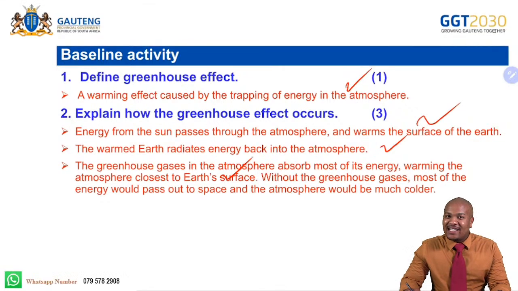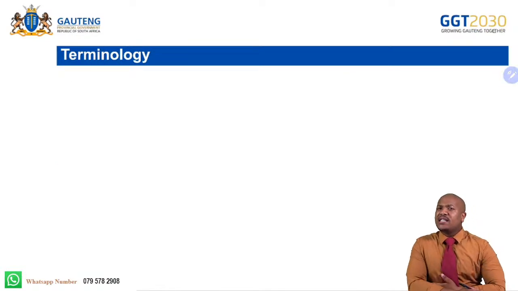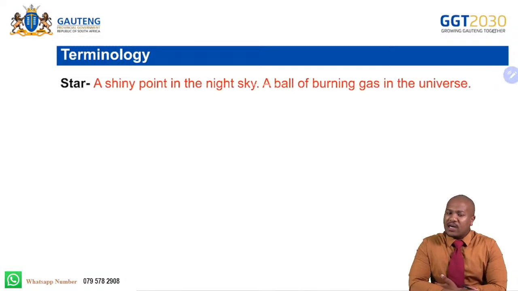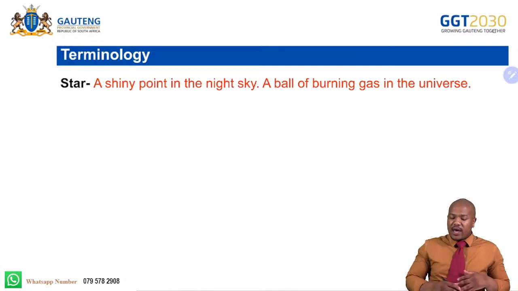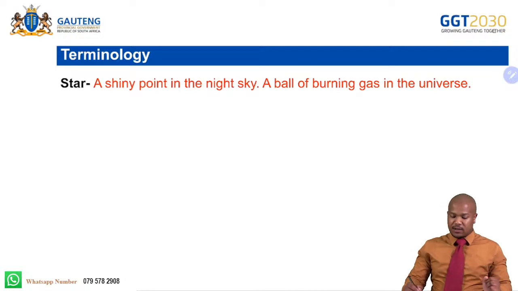Welcome back again, grade 9s. Let's move on together, right? So terminology, these are the important terms that have to do with this lesson. The first one that we have there is a star. What is a star? We define a star as a shiny point in the night sky, and it is also a ball of burning gas in the universe.